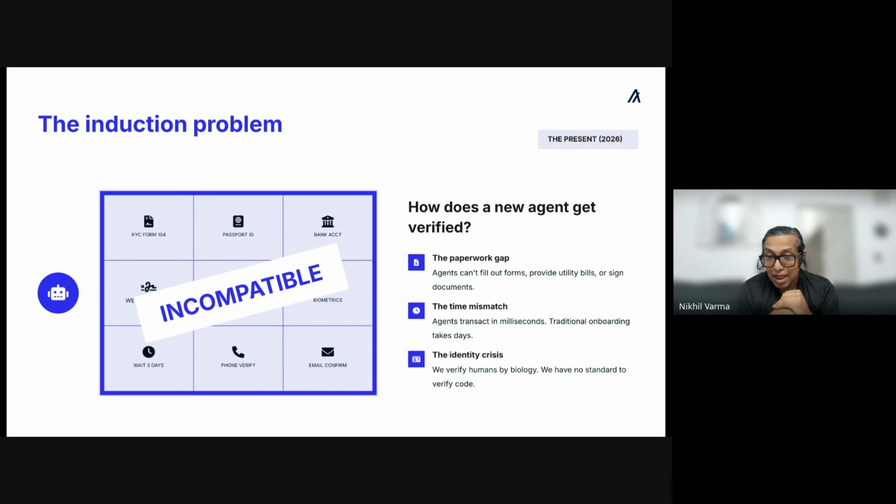And agents don't have that kind of a setup to be able to verify, to wait for 3 days for verification, right? They operate in milliseconds. We have to have some kind of a mechanism to build all these things in such a manner that this protocol problem, which is creating this induction issue of agents, is addressed.